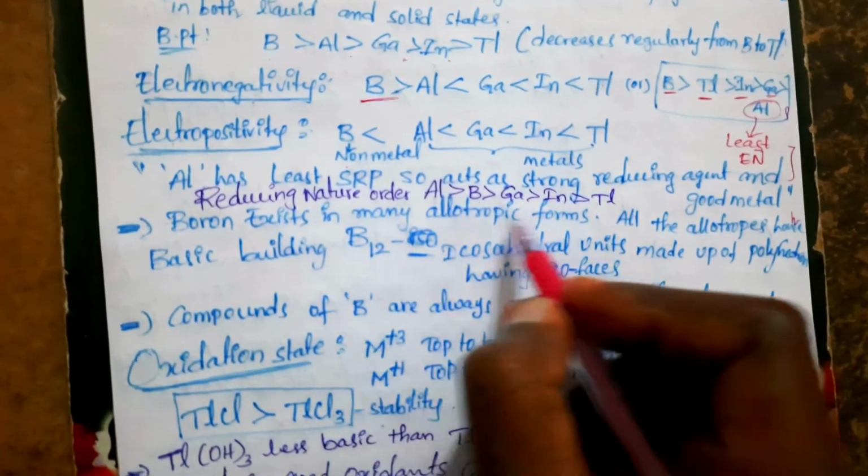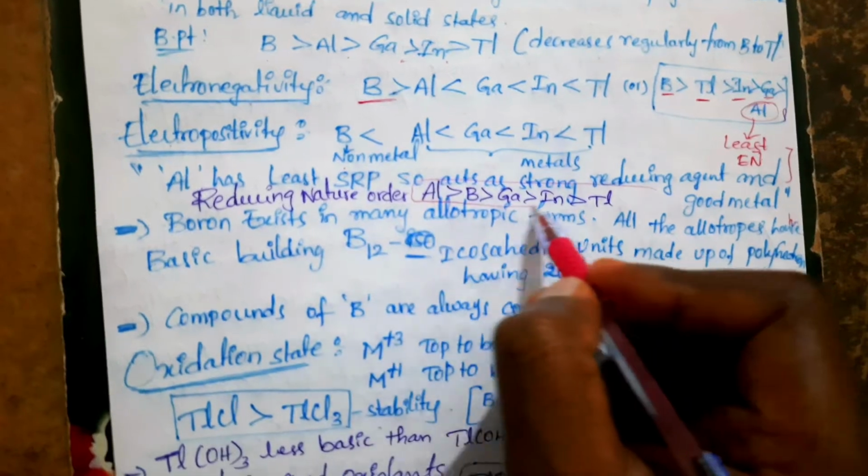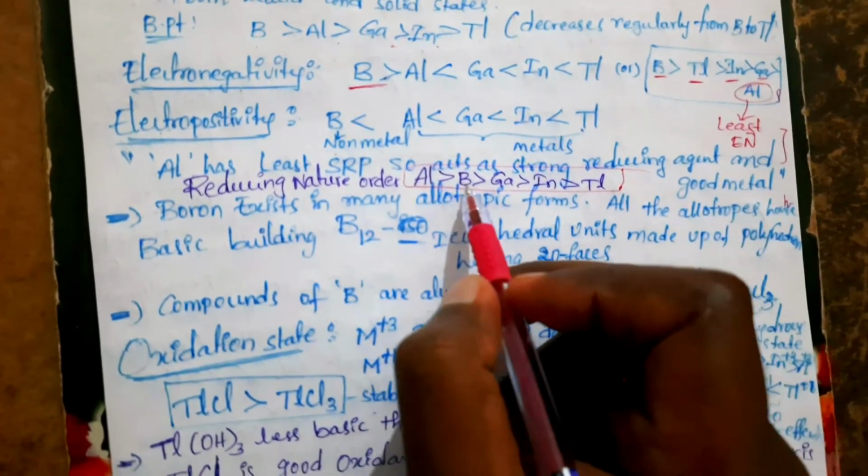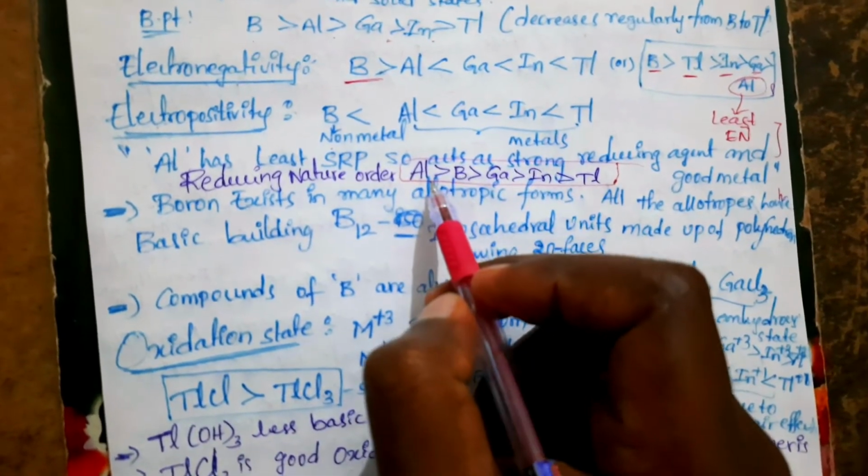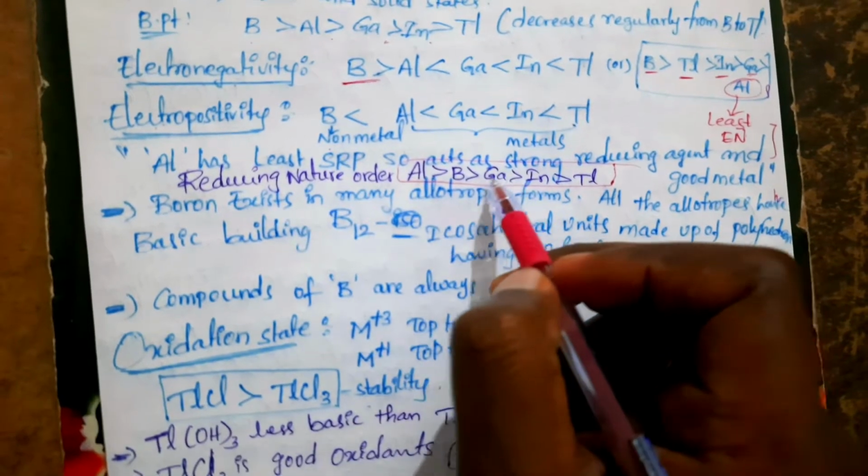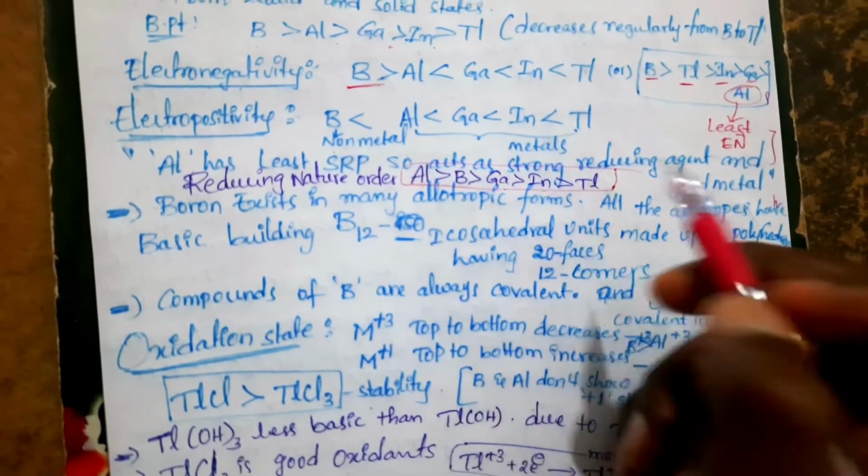You can see this is the reducing nature order, which is having high reducing nature. Generally boron should be more, but aluminium is having more reducing character. After that boron, after that gallium, indium, thallium.